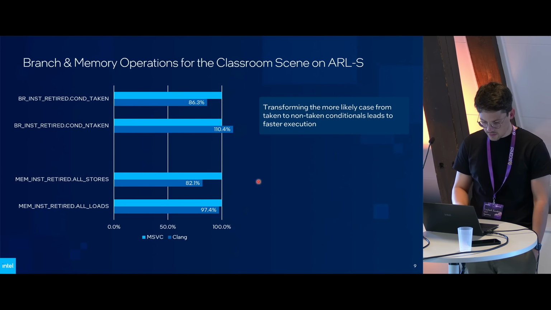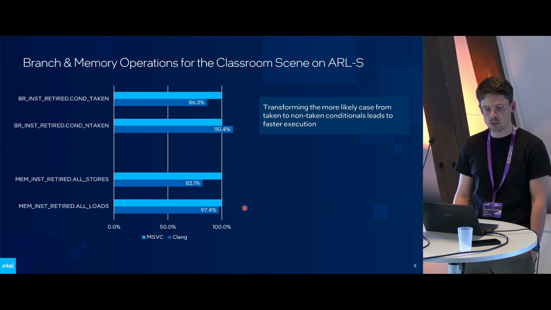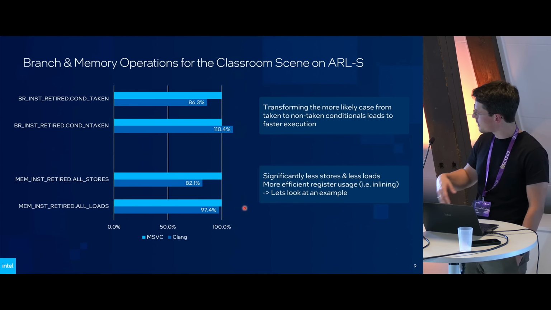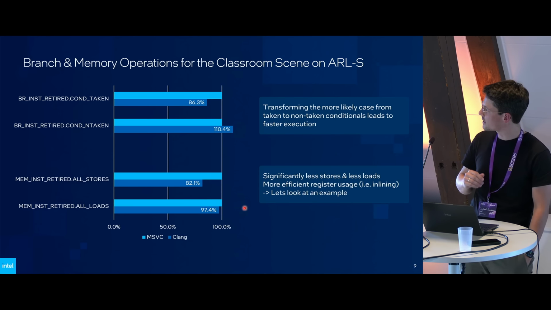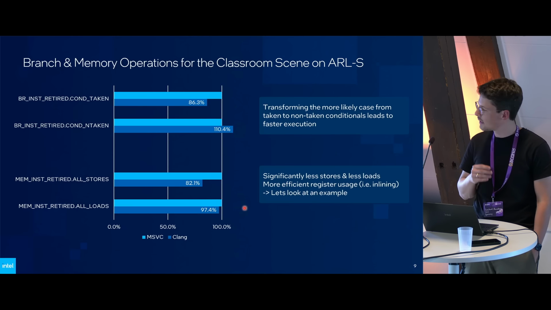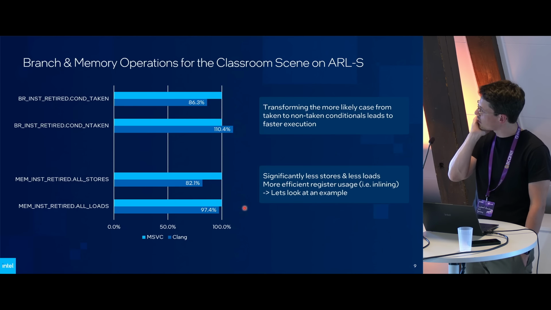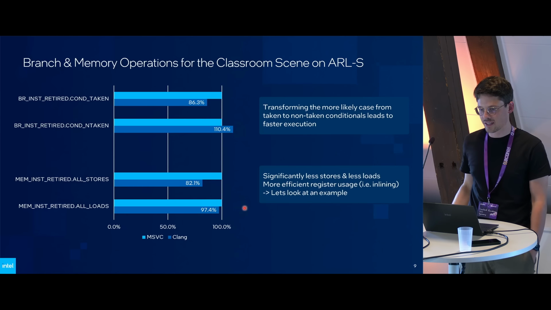Then the last thing here is looking at stores and loads, so just store and load operations. For Clang, both are reduced, which is a hint for several things. This can be inlining. The assembly example that we will see on the next slide is about register usage, which is more efficient with Clang. So you can see that we have fewer stores and fewer loads. Fewer instructions just mean better performance. It's as simple as that here.